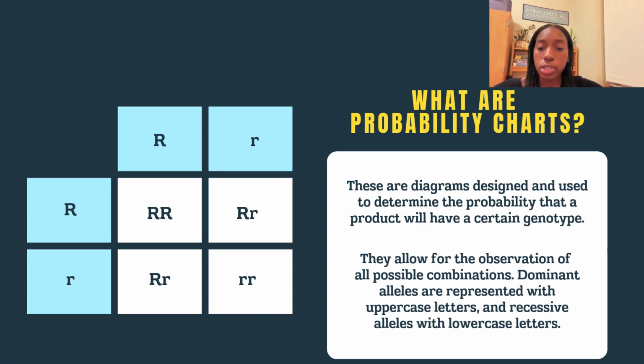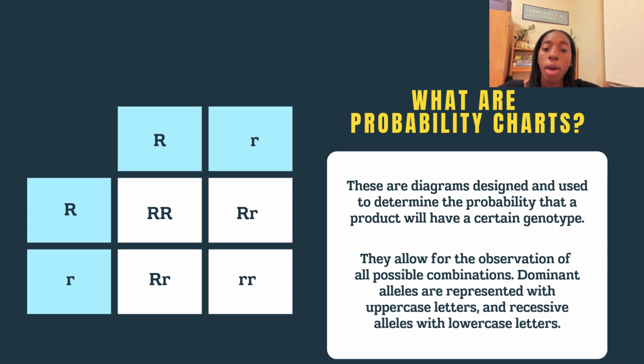If we look at the upper left quadrant, we see that both parents would donate big R alleles for that gene. So that person would have two big R's and be homozygous because they're the same, and they'll be homozygous dominant because that uppercase letter is indicative of a dominant gene. So they would be homozygous dominant for that gene.